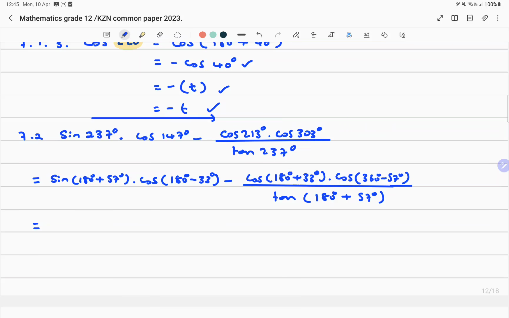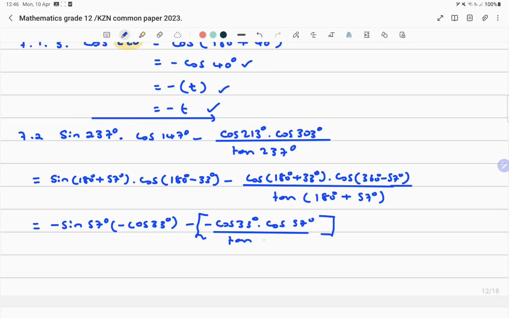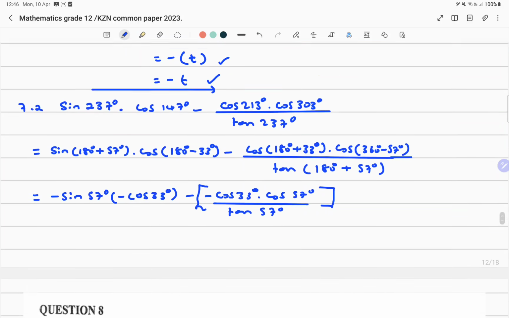Then we say 180 plus is in the third quadrant, so this is the same as minus sine 57 degrees. Now cos of 180 minus is in the second quadrant, where cos is negative. Then we deal with cos of 180 plus 33, which is the same as minus cos 33 degrees, times cos 360 minus 57, which is positive in the fourth quadrant, so this is cos 57 degrees, all over tan. Now remember, 180 plus 57 is in the third quadrant. Tan is positive there, so this is the same as tan 57 degrees. Looks like we're getting somewhere.